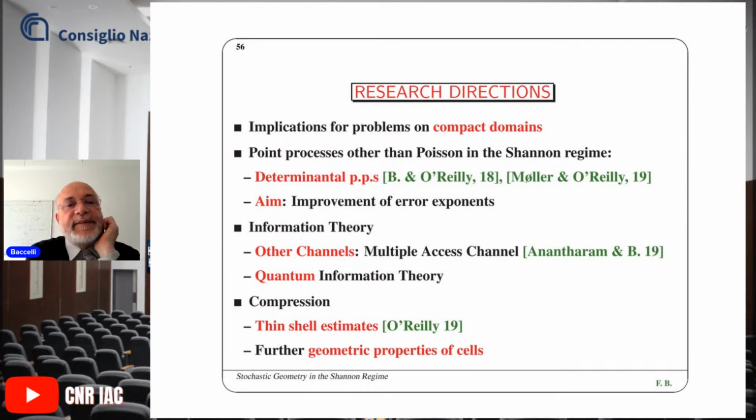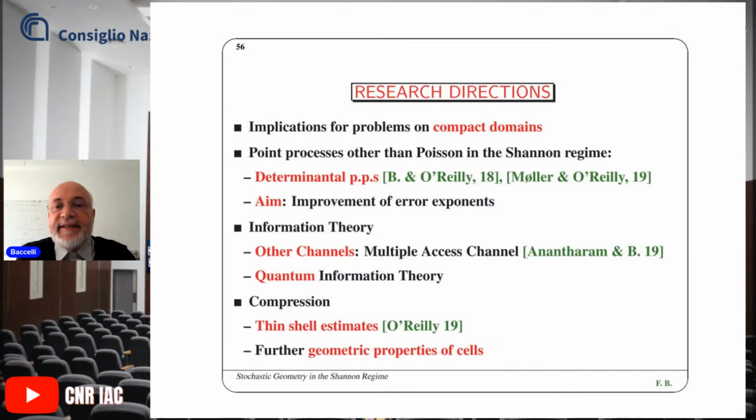There are lots of implications for problems on compact domains. Initially, these problems were looked at on compact domains, both the Shannon problem and the one-bit compression problem. So here we look at this translation invariant theory because there is a calculus which is efficient. One can go to point processes which are other than Poisson. We looked at the determinantal point processes, and there is very nice work by Jesper Møller and Eliza on that.